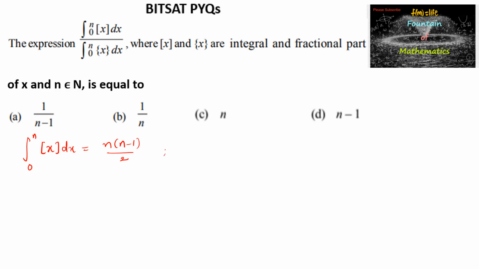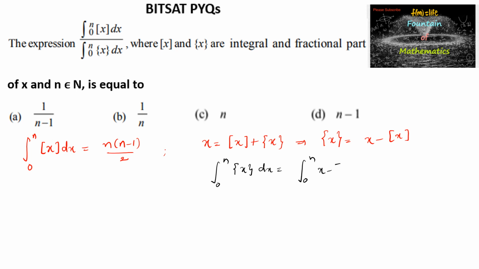Now the relation between the step function and the fractional part function: every real number we can write as a sum of integral part plus fractional part. So the fractional part we can write as x minus [x]. Now the integral from 0 to n of the fractional part of x dx is equal to the integral from 0 to n of (x minus [x]) dx, which is equal to the integral from 0 to n of x dx minus the integral from 0 to n of the step function dx.